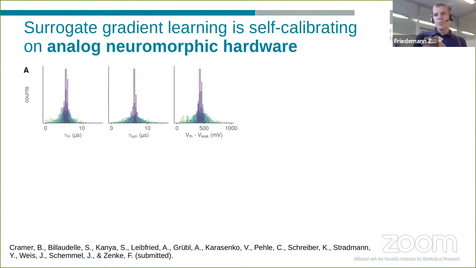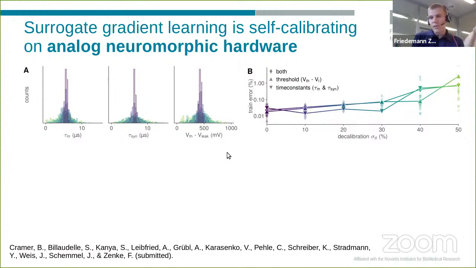Here, we use them to artificially make the chip worse than it was by basically decalibrating the system even more and seeing how well the training could actually deal with it if you do it in the loop. And it turns out it could deal with substantial levels of decalibration. So here I'm showing you the training error for up to 30, 40% decalibration. Essentially, there's no difference for decalibration of thresholds, time constants, you name it.